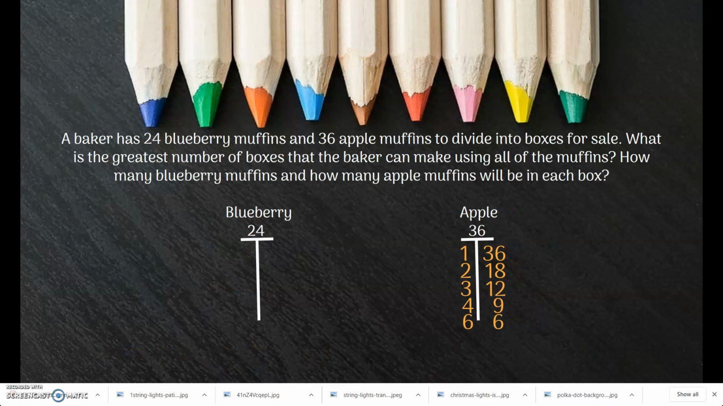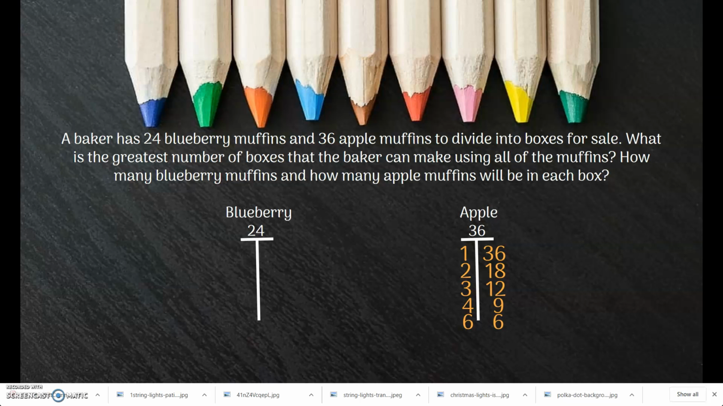Now we'll take a look at a word problem. This one says a baker has 24 blueberry muffins and 36 apple muffins to divide into boxes for sale. What is the greatest number of boxes the baker can make using all of the muffins? How many blueberry muffins and how many apple muffins will be in each box?